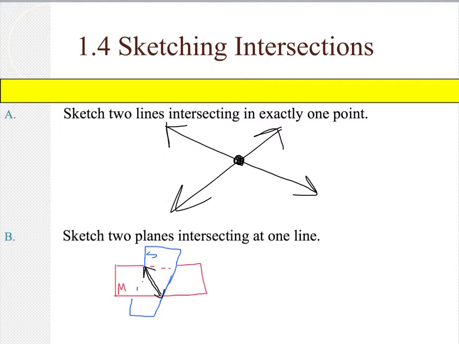Very nice. And that's M, S, N, ooh, MSNBC. Okay, so those are our two planes intersecting at one line. They always intersect at one line. Two planes, one line. Two lines, one point. All right.